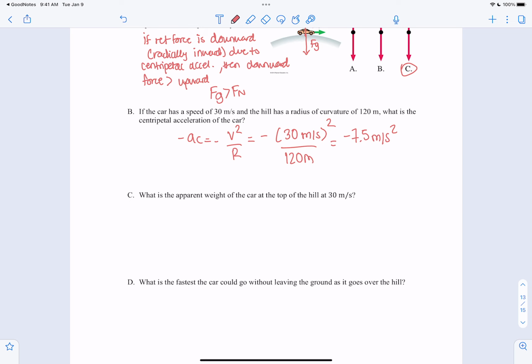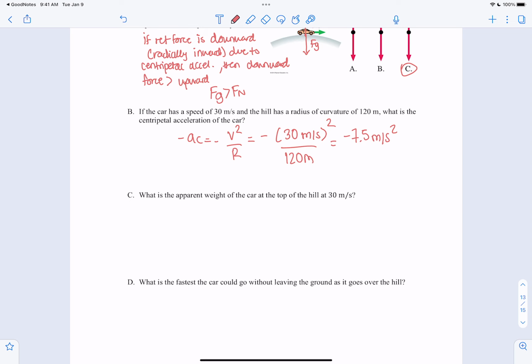For part C now, it's asking for what is the apparent weight of the car at the top of the hill at 30 meters per second. So apparent weight refers to what? What does apparent weight refer to? Yeah, I think both people said it at the same time. Yeah, normal forces, contact forces. So apparent weight is the sum of all contact forces, right? And in this case, the only contact force that we have here is normal force, right?